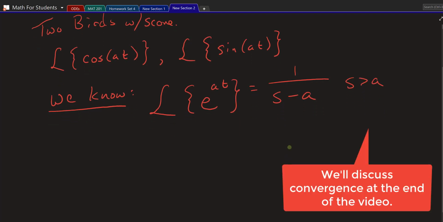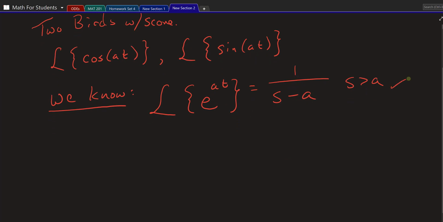So let's go ahead and use this fact as well as Euler's formula, and we'll find the Laplace transform of these two functions, which is a huge time saver because each one of them involves integration by parts twice and evaluation of some more difficult limits. So we know that the Laplace transform of e to the at is this expression.